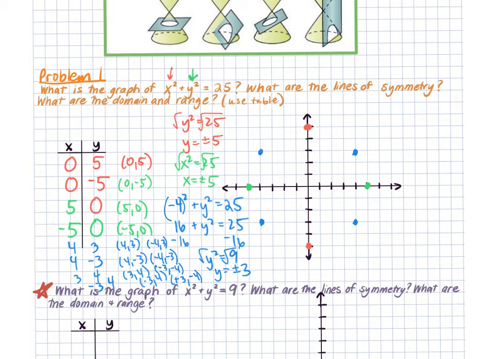Okay, so then this is 3, 4; 3, negative 4; negative 3, negative 4; and negative 3, 4. There we go. Okay, so what's happening here? I think that's enough points to see that this is a circle.